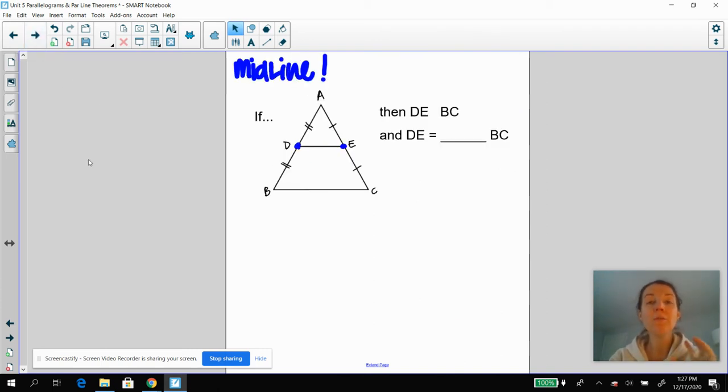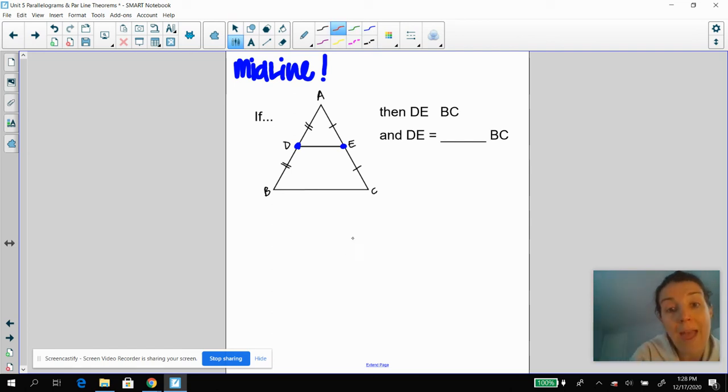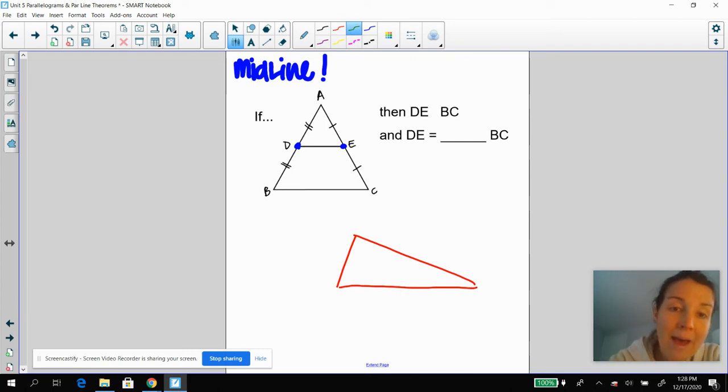All right, so there's something really important in a triangle, and there's something called a midline. All a midline is, is the line segment that connects the midpoints of two sides of a triangle. So I could draw any triangle I want. It does not matter what it looks like. If I have the midpoint of this side and the midpoint of this side, if I connect those two midpoints, that green line segment, that's what we call the midline.